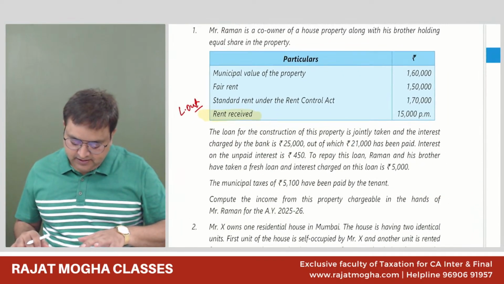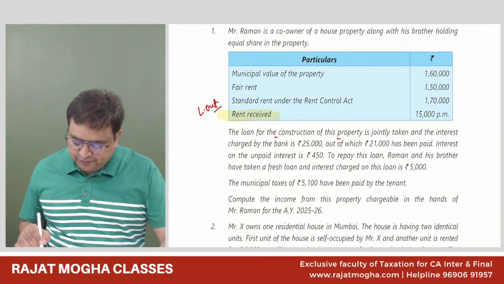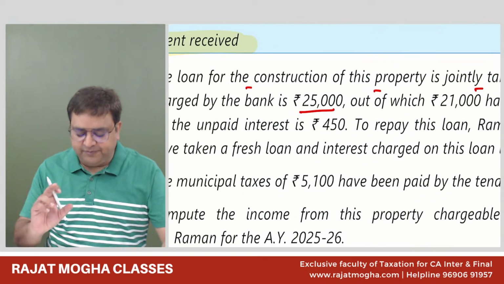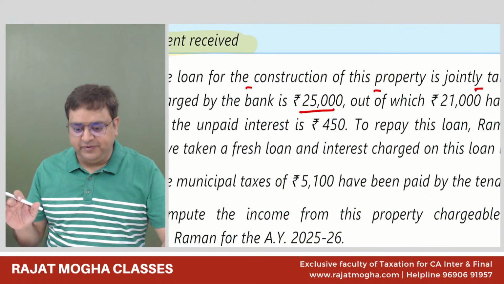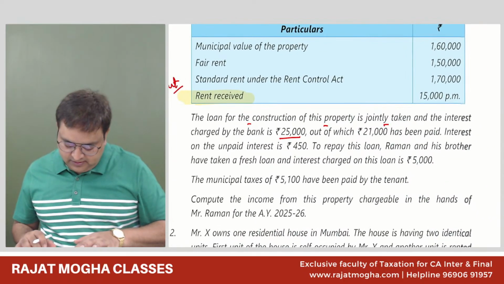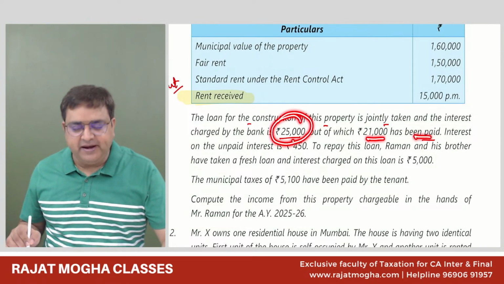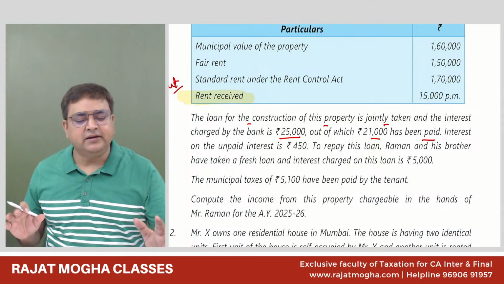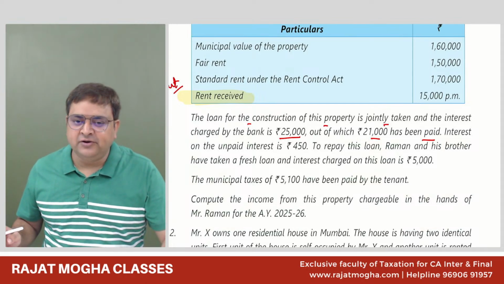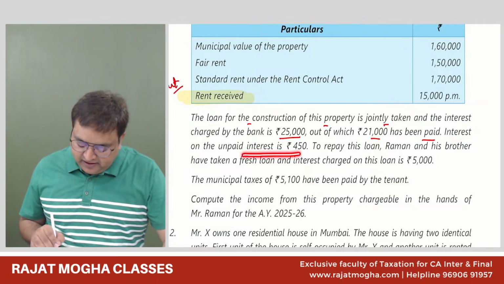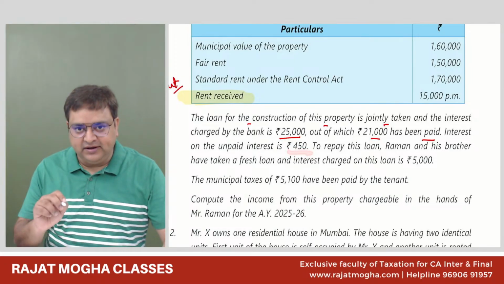Okay. The loan for the construction for this property is jointly taken and the interest charged by the bank is 25,000 rupees. It is not per month, guys. It is just 25,000 rupees. Out of which 21,000 has been paid. So out of 25, 21 has been paid, 4,000 has not yet been paid. Doesn't matter. We can allow this entire 25,000 on due basis. Correct, Abhirami.